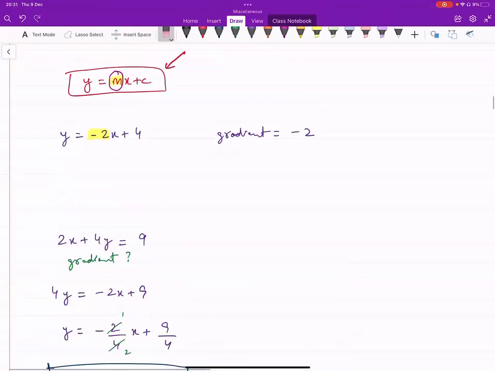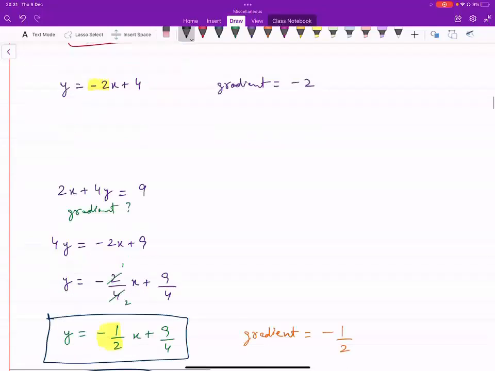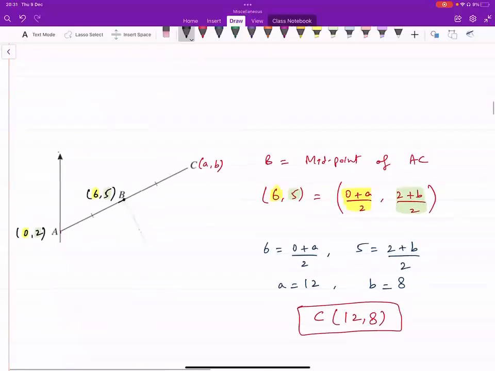उसको y equals mx plus c form में convert कर लोगे पहले. And then whatever is the coefficient of x, that's going to be the gradient, okay? All right. Now, this is something that we have to do quite often.